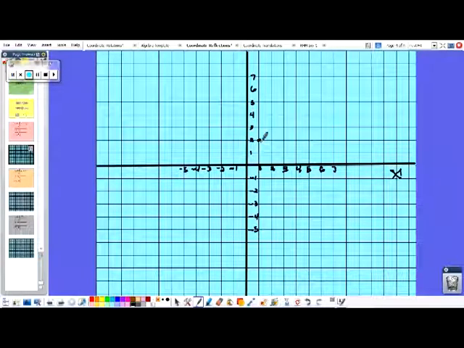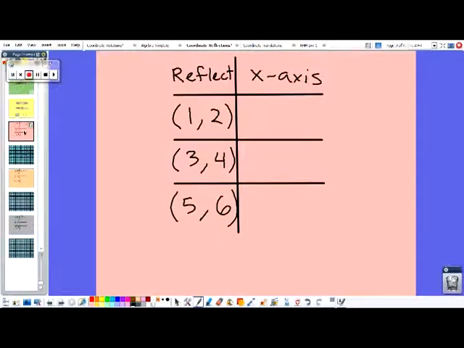If you reflect it correctly, it should be right here. Yeah? If I fold along the x-axis, the 2 points would match up. So let's see. If I'm going to fill in the table, the reflection is going to be located at 1, -2. Is that okay? You need to find the reflections of the other 2 points. Okay, press pause. Try and figure it out.